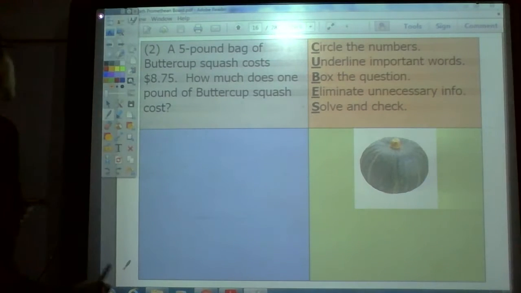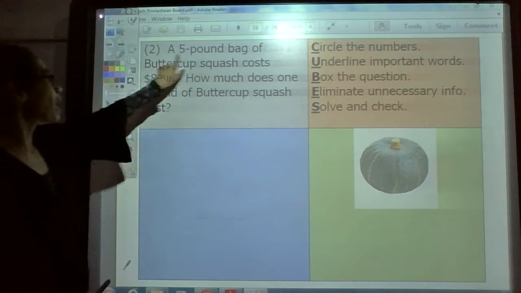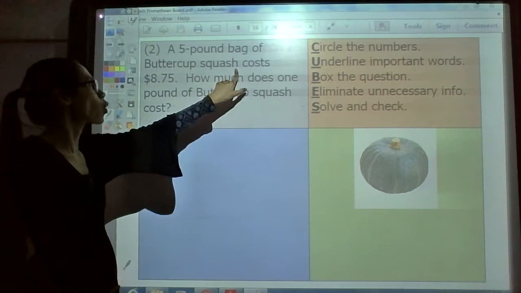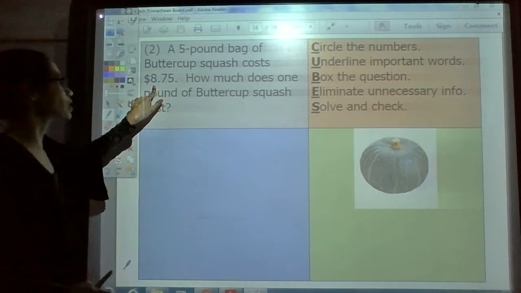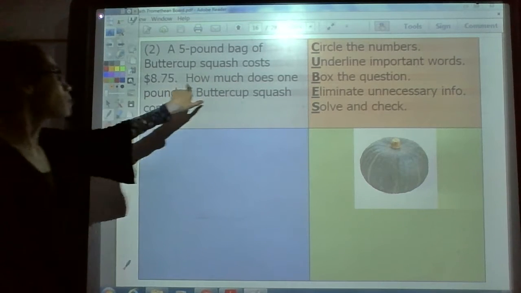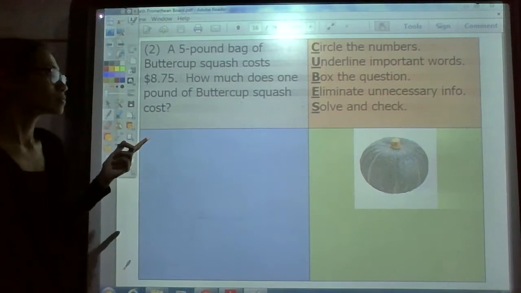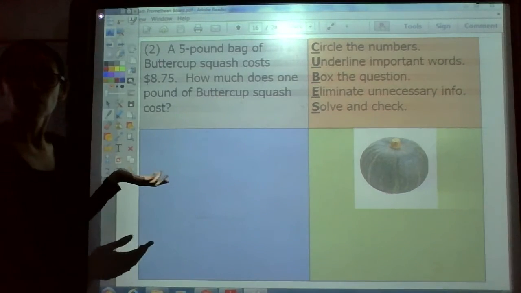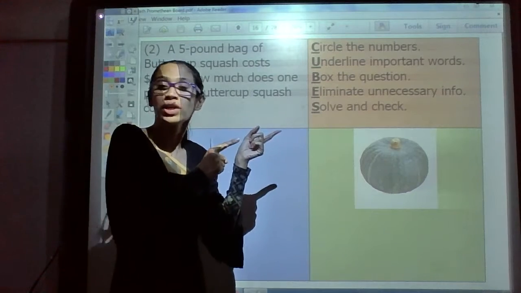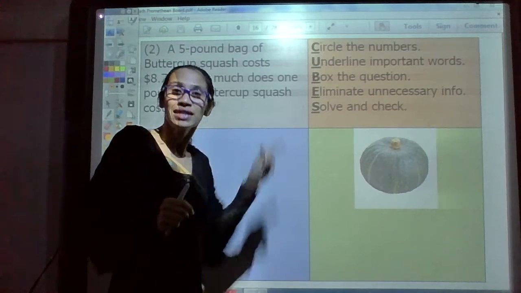Read it with me. It says, a 5-pound bag of buttercup squash costs $8.75. How much does 1 pound of buttercup squash cost? First thing we need to do to solve that problem, that's right, we can use our Cubes Clues.